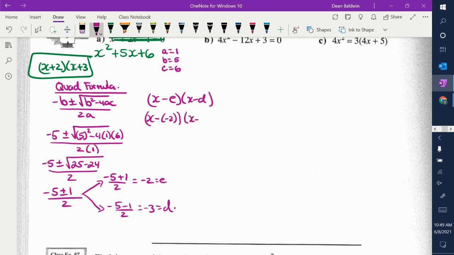Exactly. I'll tell you when you have to use it. What does negative and negative equal? So you get x plus 2, x plus 3. You get the same.